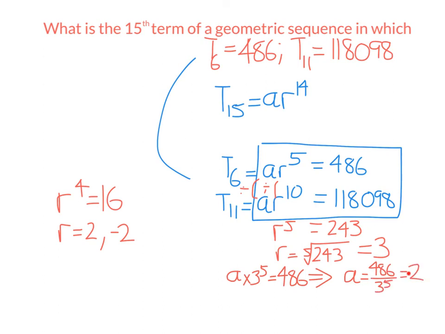Now we have a and r. We have all we need to find T15. So it is going to be a times r to the power of 14. That will be the value of the 15th term. And putting that on our calculator, we get 9,565,938, and we're done.